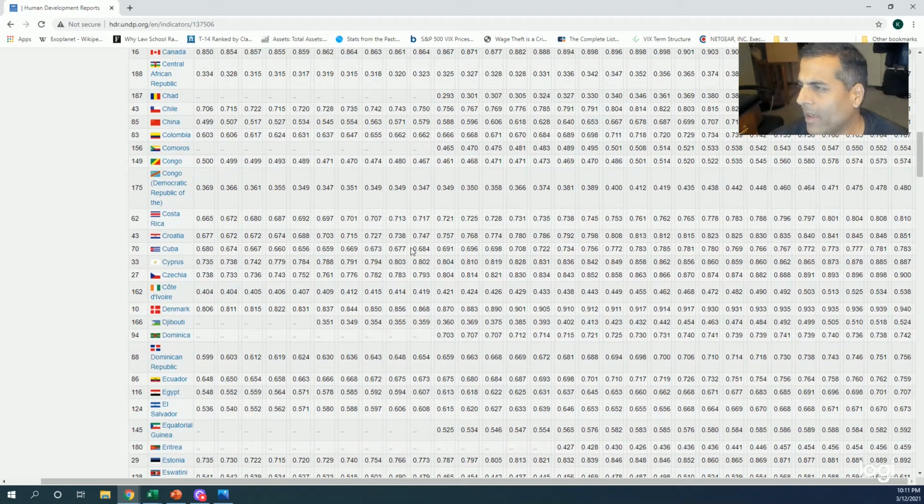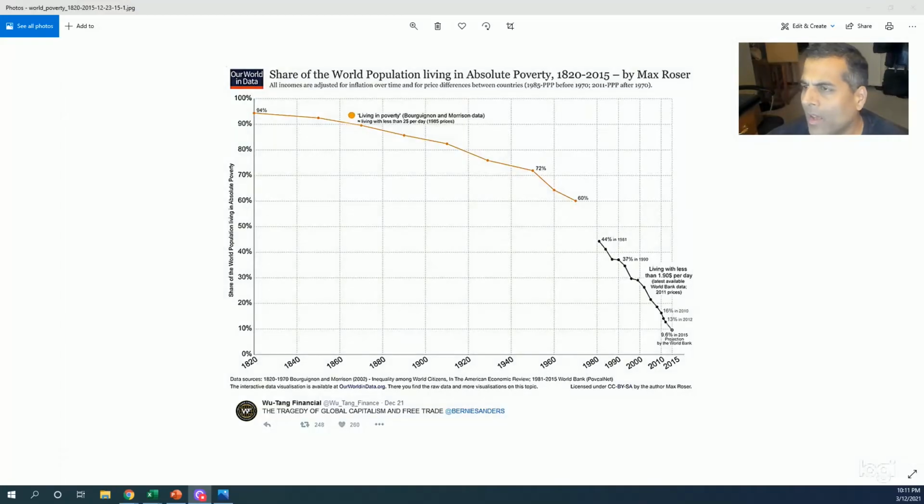Now, finally, this is very important in looking at the accelerating rate of economic growth. So from there, I'm going to go to this chart, which is from the Our World in Data website, share of world population living in absolute poverty. And this is also featured in my Adam publication, Chapter 9, linked below.